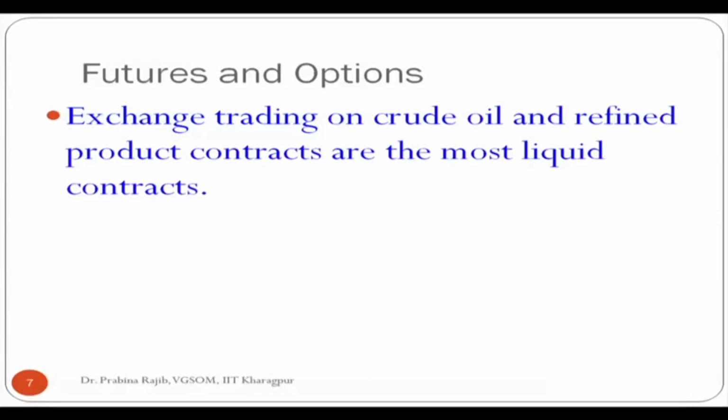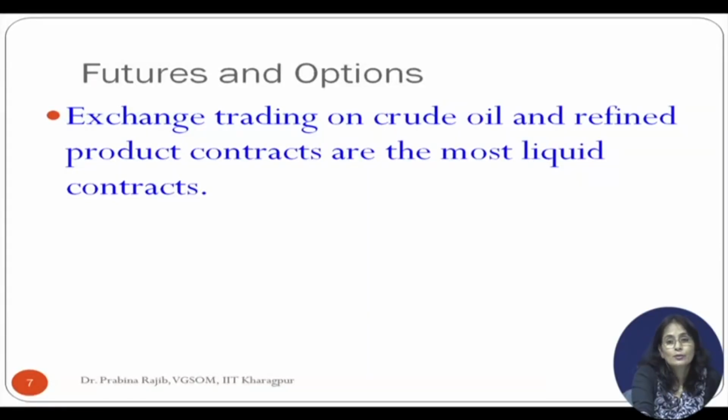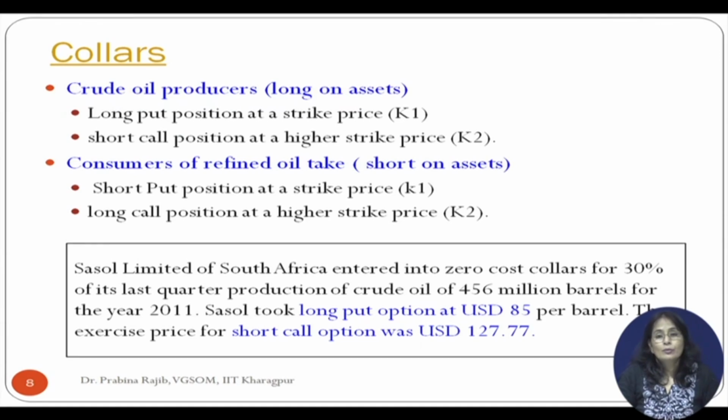So the next set of contracts is futures and options. I have discussed these quite often, so I'm not going to discuss these contracts at this point of time anymore. Now let's go to what are collars, however you would like to pronounce that. So what is a collar?